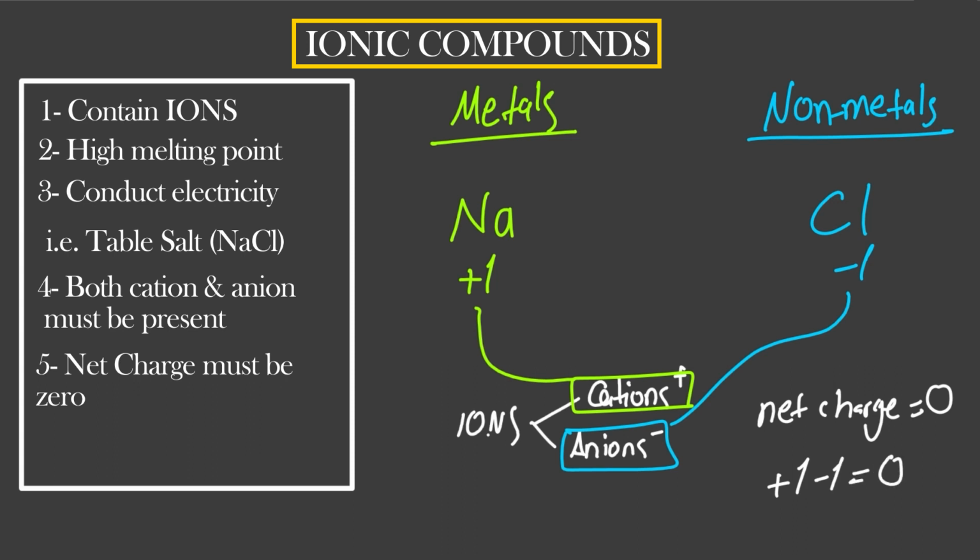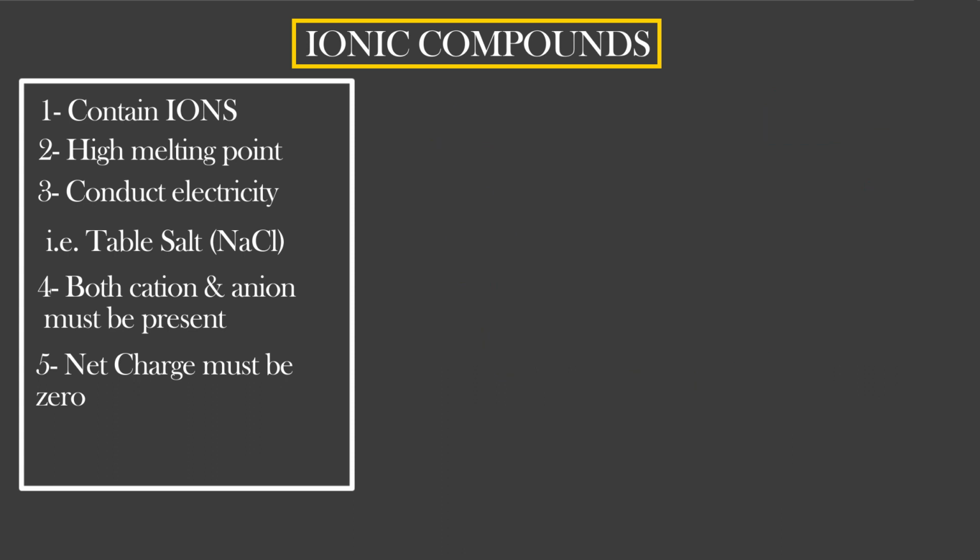But what if the charges of the ions are not the same? Here comes the calculation and the balancing. Let's give an example. Let's say we have magnesium and chloride, and they're trying to form an ionic compound. The combination of these ions must have a net charge of 0, but magnesium has a charge of positive 2 and chloride has a charge of negative 1. So how are we going to let them form an ionic compound and make them balance?